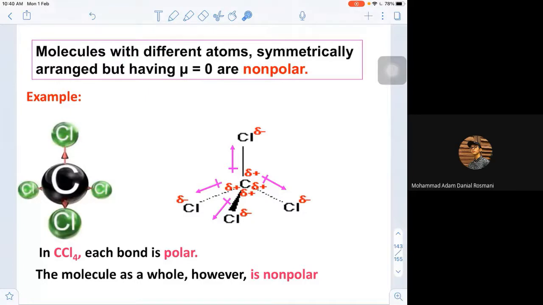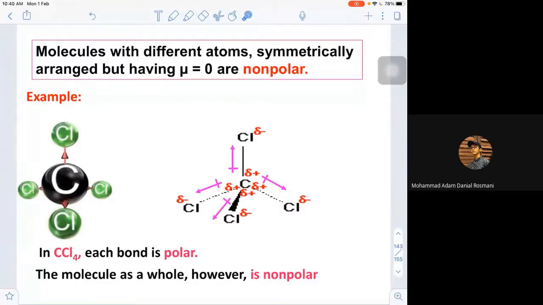The shape is tetrahedral, and then we look at the bonded atoms: chlorine, chlorine, chlorine, chlorine. All chlorine are more electronegative than the carbon. It makes the bonds all polar in this molecule towards chlorine. So this is the polarity of this bond, the polarity of this bond, the polarity of this bond, and the polarity of this bond.